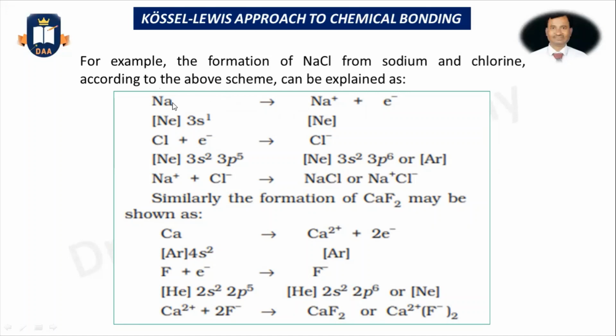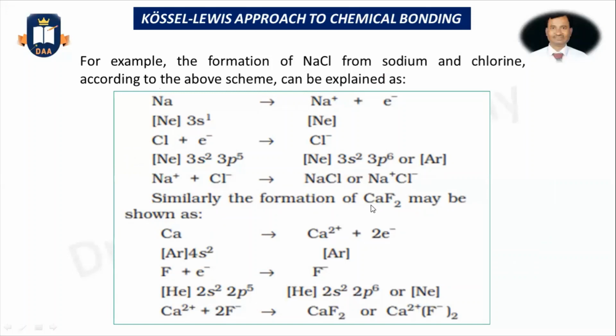For sodium, you see the outer shell configuration is 3s1, and it will get the neon octet structure by releasing one electron to form the sodium cation. And chlorine, its outer shell configuration is 3s2 3p5, and after getting one electron from sodium, it gets the stable argon octet structure by forming Cl-, that means the chlorine anion.